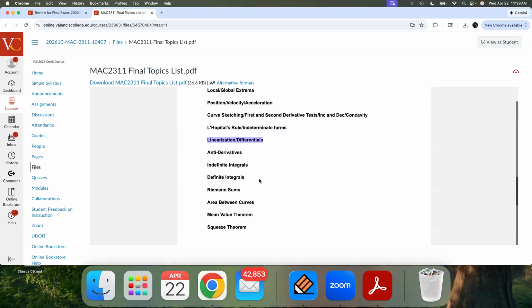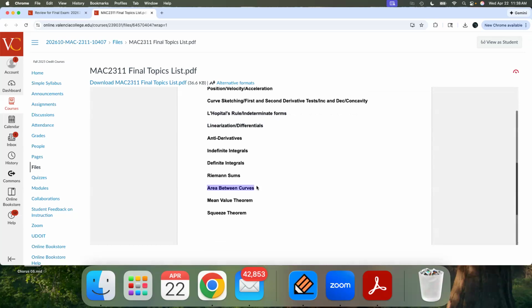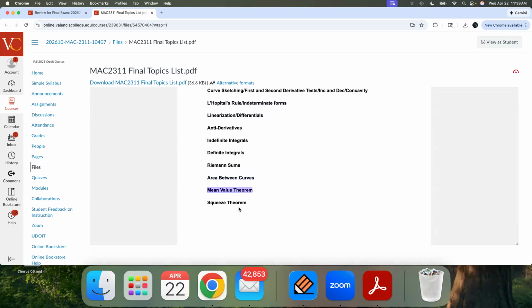And then all the test four stuff, just doing some basic antiderivatives, doing some indefinite and definite integrals, maybe from a picture, maybe from a function. Area between curves is not on the exam. I should take that out of this list. You have totally forgotten about mean value theorem and squeeze theorem. Make sure you refresh yourself on those. Okay, now let's look at some actual concrete examples.